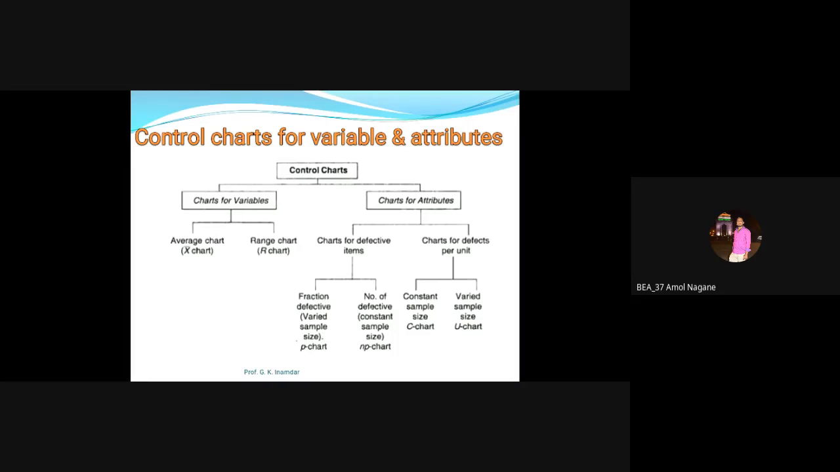We are having a problem, and at the time of the problem the idea will be clear after solving it. Next is the np chart. Now charts for defects per unit: the c chart with constant sample size and the u chart with variable sample size. This point we also have to discuss in sampling.